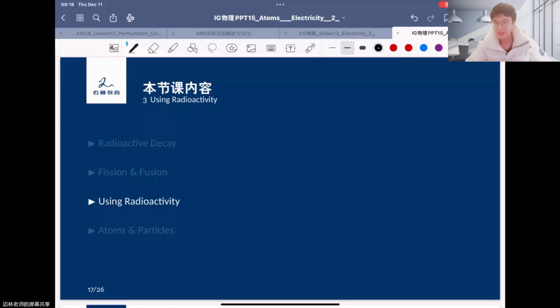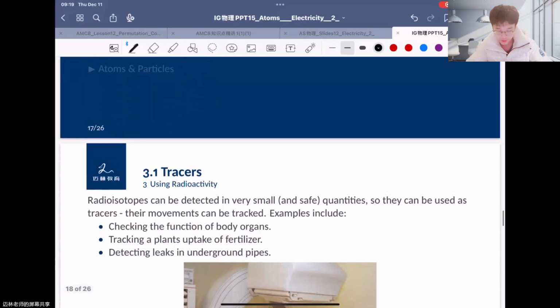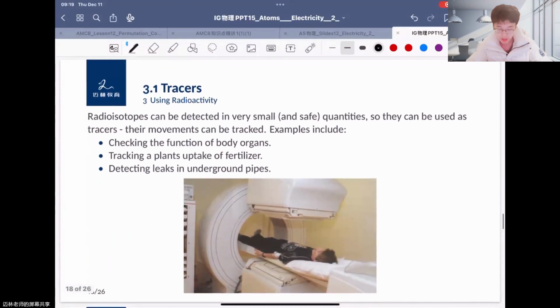Okay, hello everyone. Today our topic is about using radioactivity and atoms and particles. Okay, so let's move to the first part about the usages, like tracers.